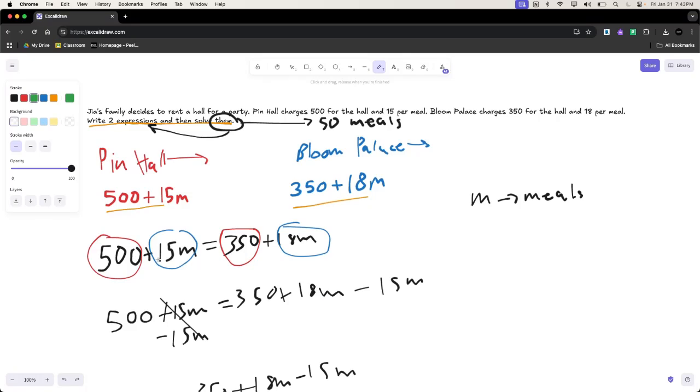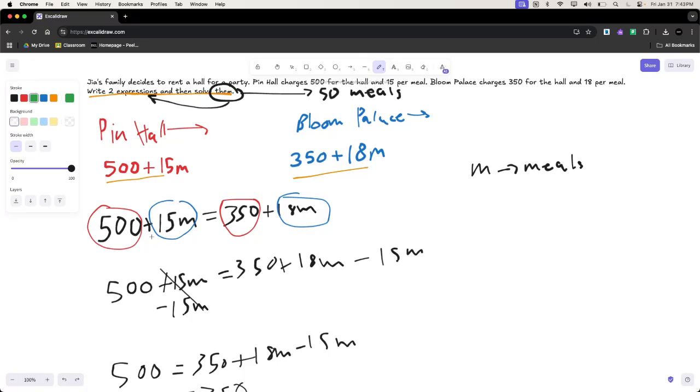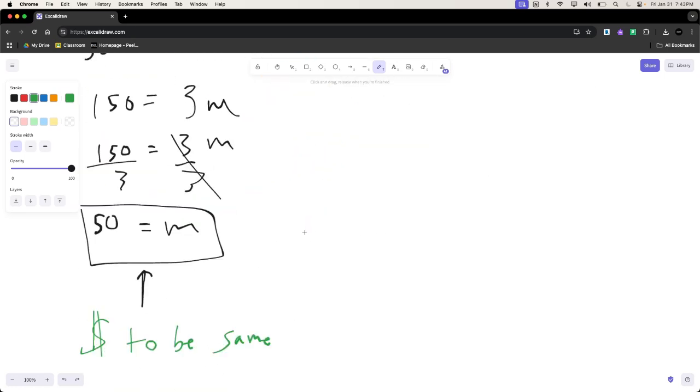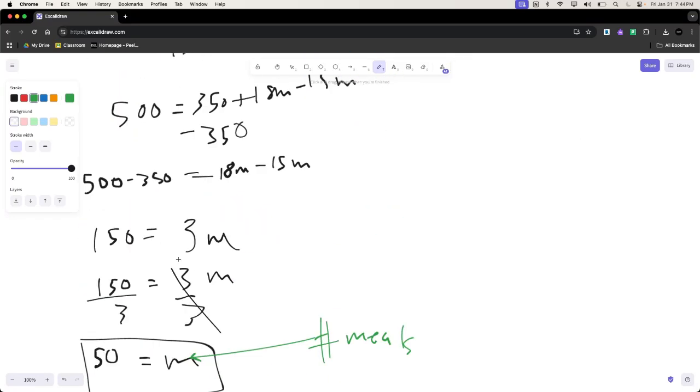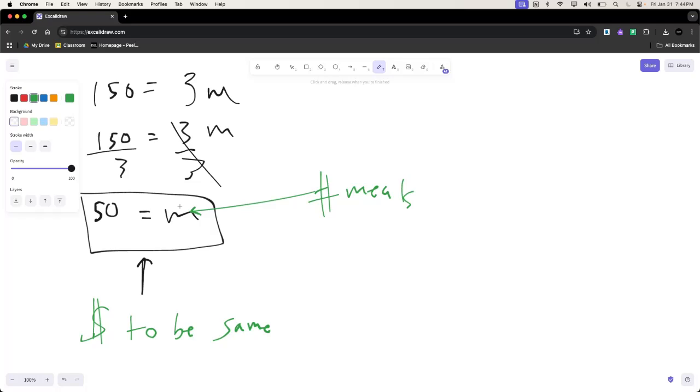But anyways, the point I'm trying to say is that this represents the amount of money it would cost to rent Pin Hall, and this would be how much it would cost to rent Bloom Palace. Once we simplify this, all we said is that the price of Pin Hall equals the price of Bloom Palace. At the end, when we isolated for m, remember m is just the number of meals, we got 50. So for the price between Pin Hall and Bloom Palace to be the same, you would need to order 50 meals.